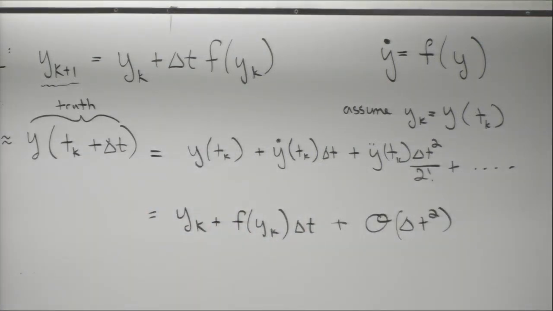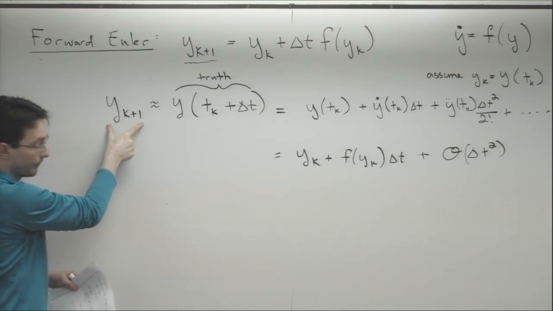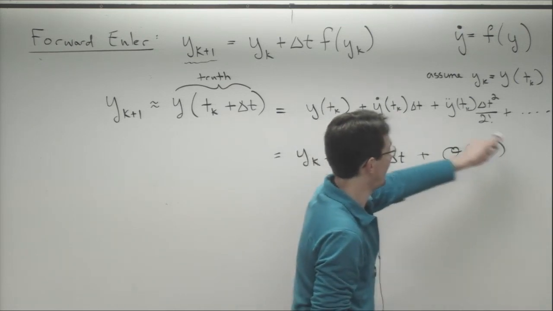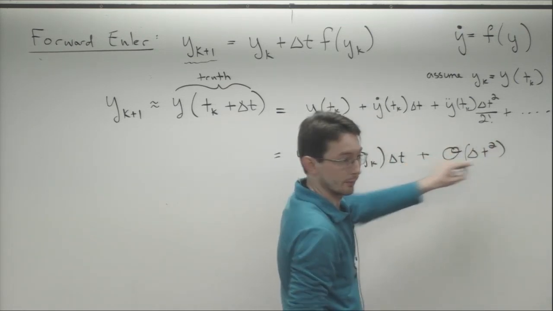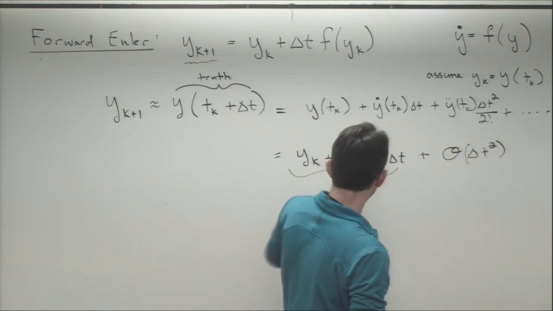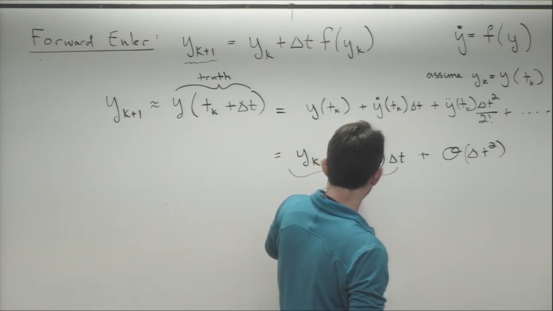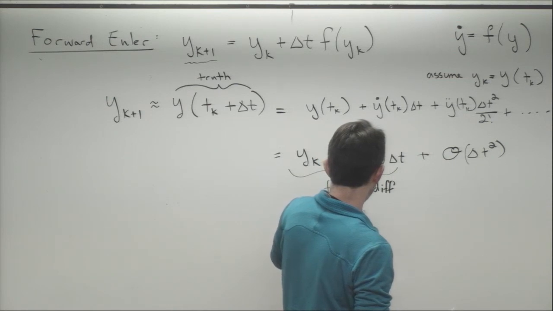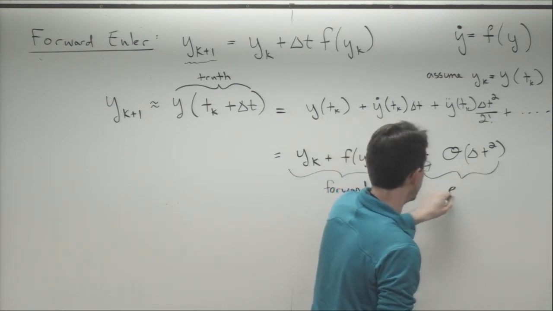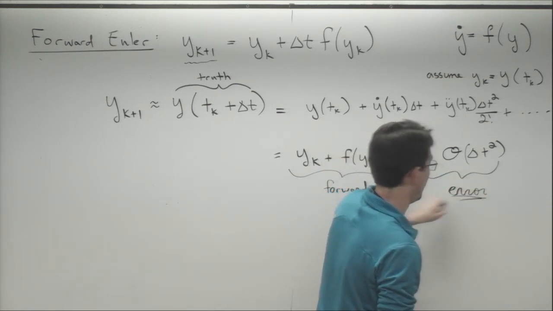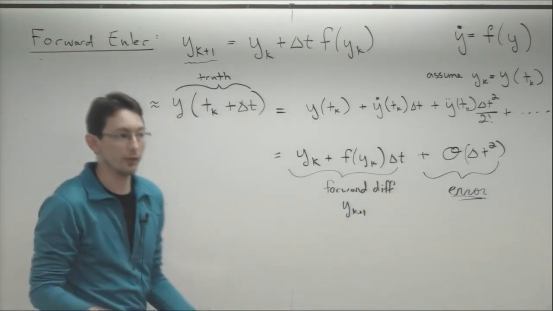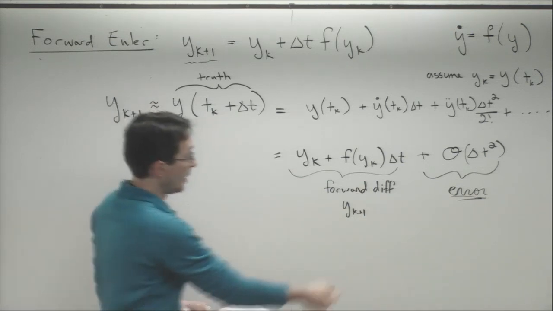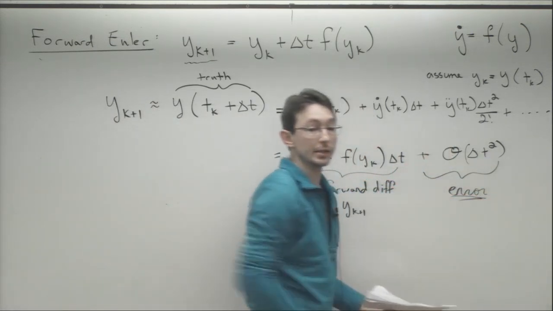So this is my approximation using forward Euler. And it equals my true solution, but it's off by a factor of delta t squared. Okay, so this is my forward difference yk plus 1. And everything here is error. Okay, so that's how we derive that for every little time step, every little delta t time step of forward Euler, we pick up an additional delta t squared error term.